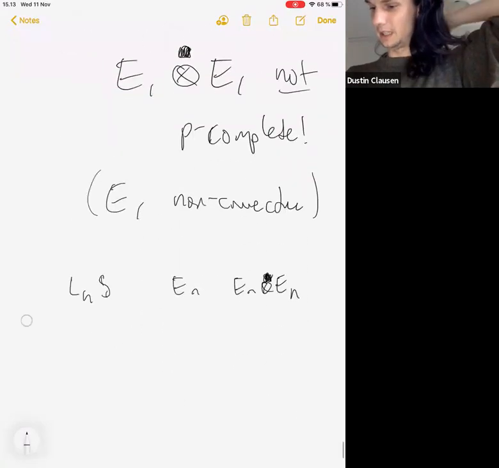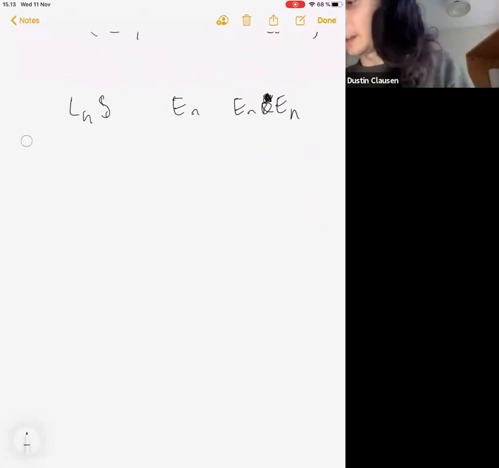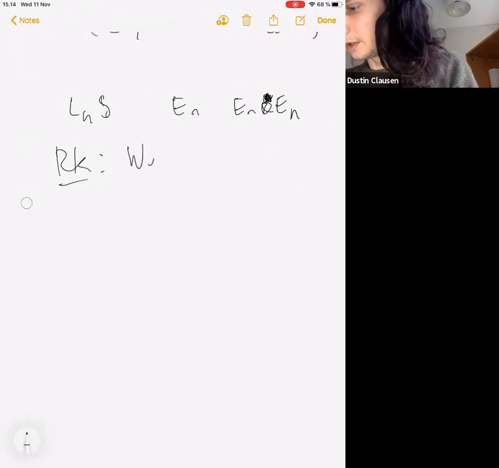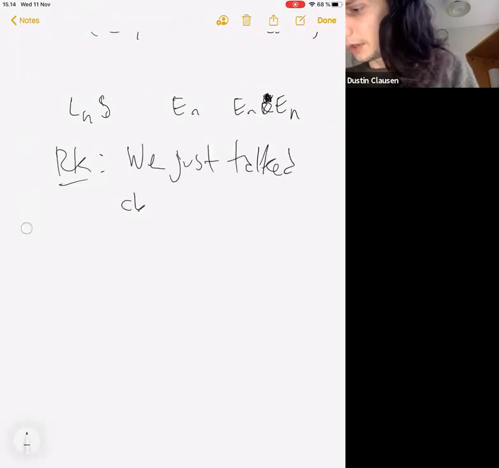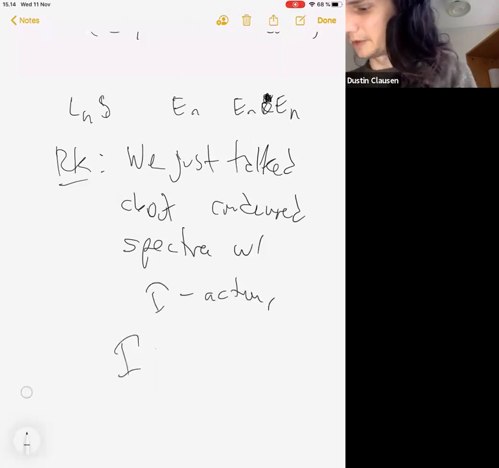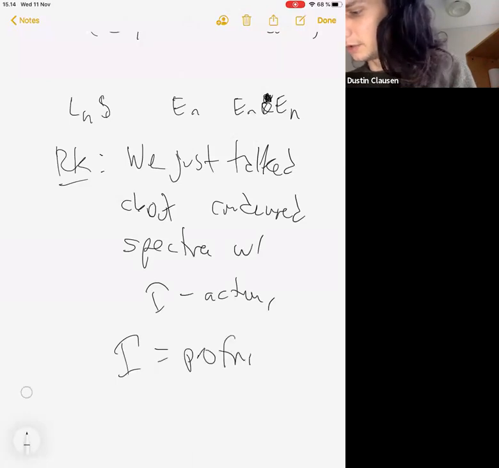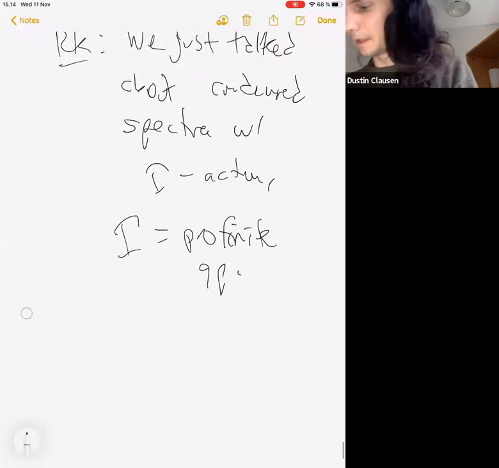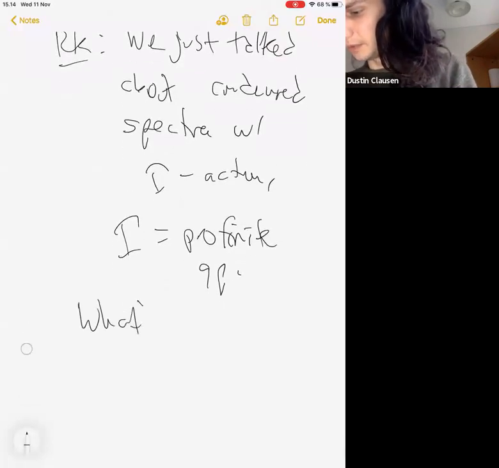Okay. So let me make another remark. So we just talked about condensed spectra with Gamma action. I'm switching to Gamma now. Gamma will now be a general profinite group. What's the relation with previous approaches?